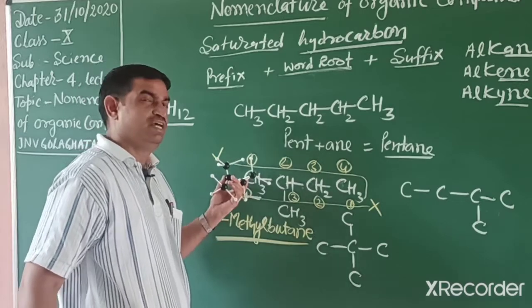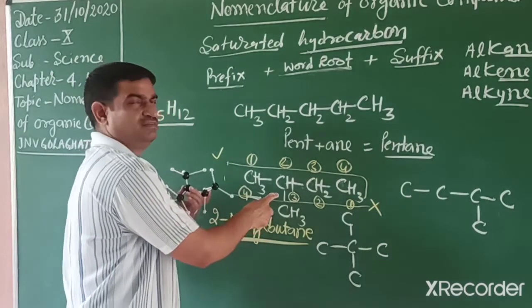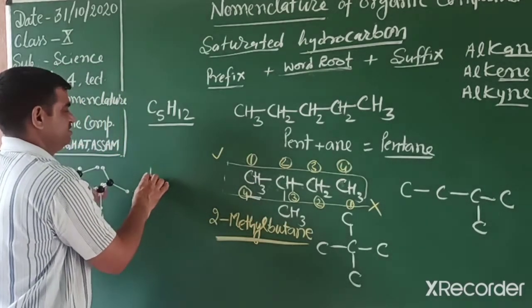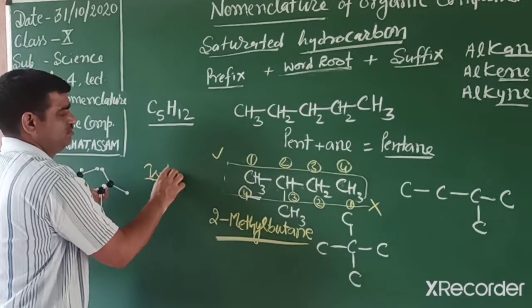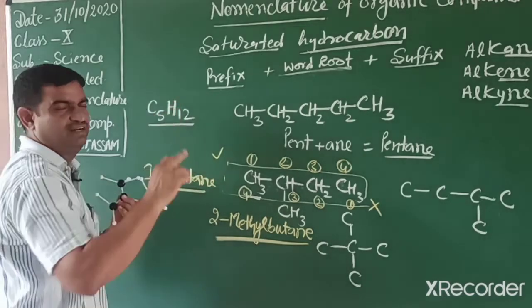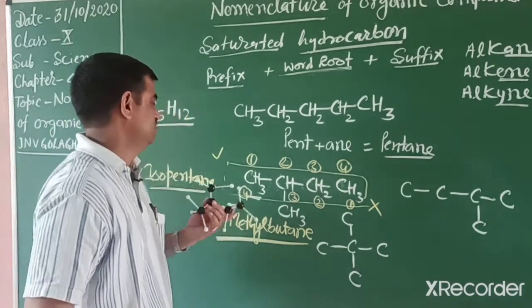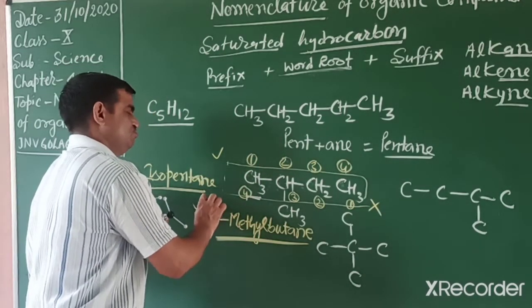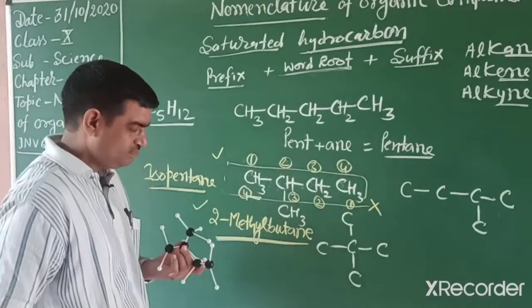And its common name we wrote earlier, that is isopentane. Its common name we wrote earlier, isopentane. Like that earlier, butane and isobutane. So this one is isobutane, but its IUPAC name is 2-methyl butane.